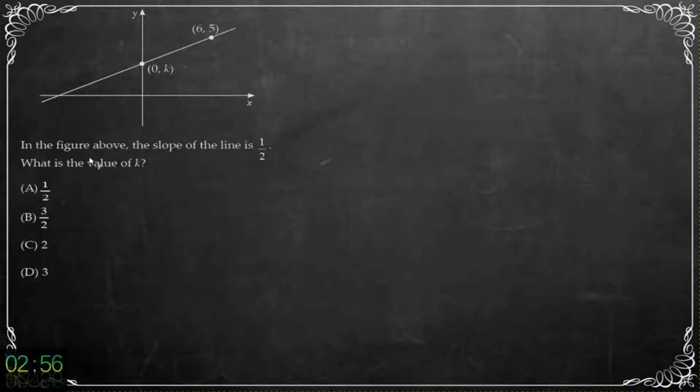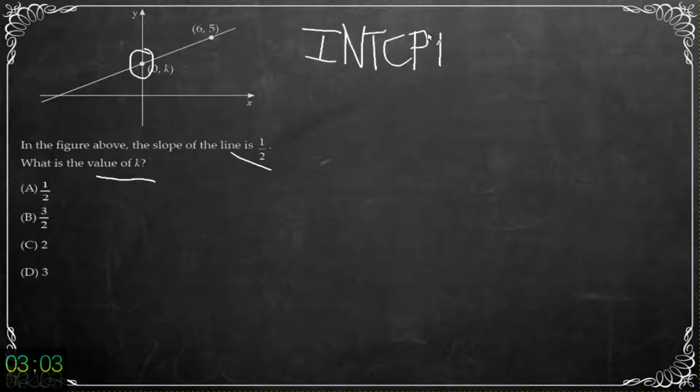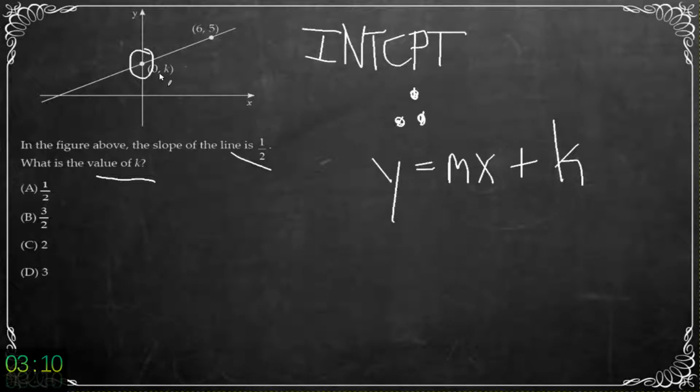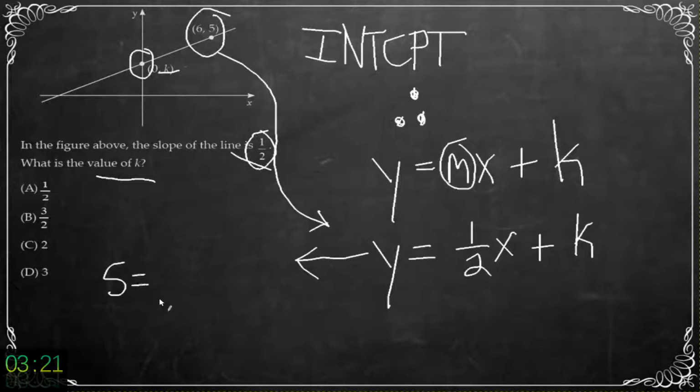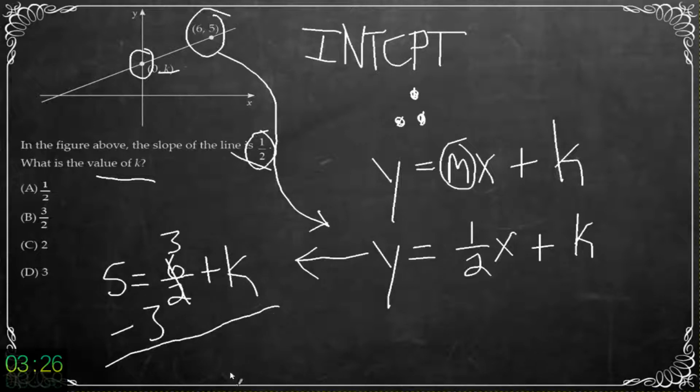D. In the figure above, the slope of the line is 1/2. What is the value of k? Alright, I'm going to use the slope-intercept form because I've been given an intercept at (0, k), and I've also been given my slope. So y is equal to mx plus k in this example, and I know that my m is 1/2. So I'm going to plug in that second point I've been given, (6, 5), to try to find out what k is to satisfy that y and x value. And it looks like k is going to be equal to 2, which is choice C.